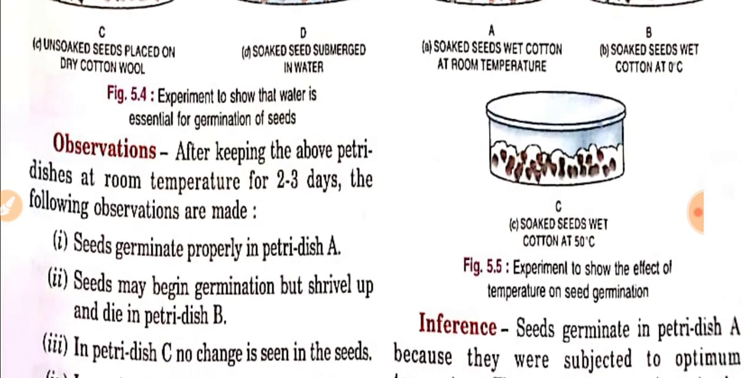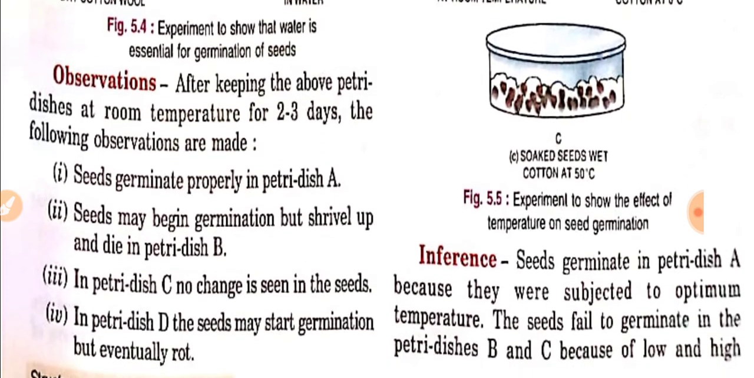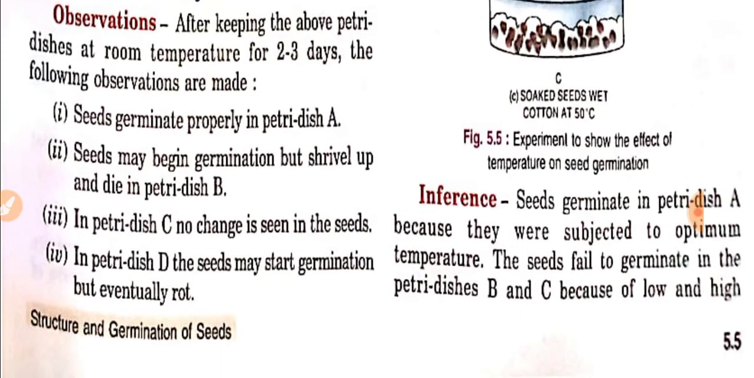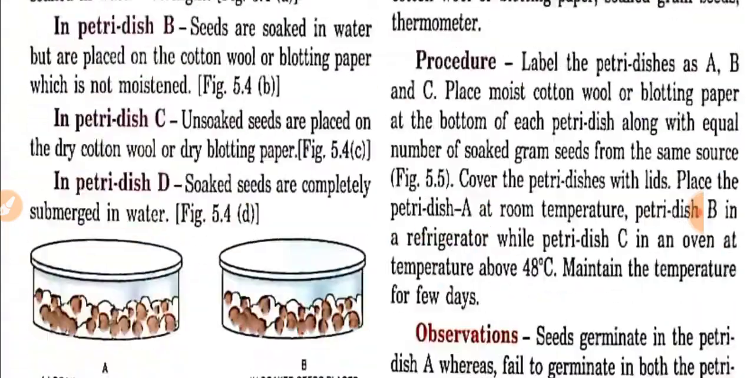Then you have to observe. After keeping the above petri dishes at room temperature for 2 to 3 days, the following observations are made. Seeds germinate properly in petri dish A. Seeds may begin germination but shrivel up and die in petri dish B. In petri dish C, no change is seen in the seed. In petri dish D, the seeds may start germinating but eventually rot.